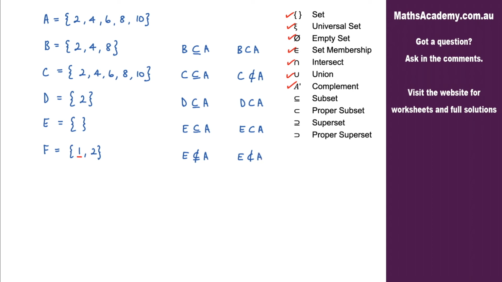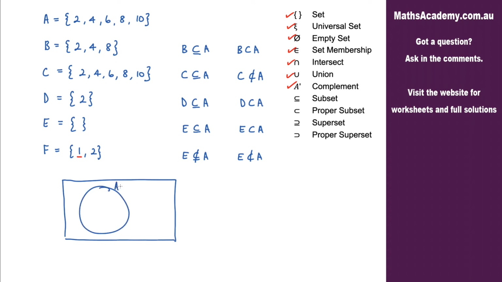Let's have a look at this with a diagram. So let's have this universal set. In here we have set A, and in set A we have 2, 4, 6, 8 and 10. Now what we can do, we can see set B is 2, 4 and 8. So here we have set B. And as you can see, set B is contained within set A. So therefore it is a subset. It's a proper subset.